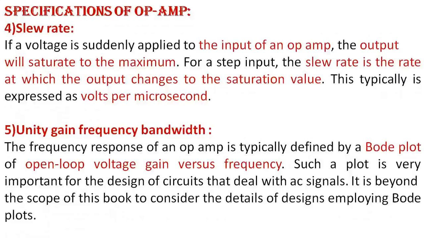Slew rate: if a voltage is suddenly applied to the input of an op-amp, the output will saturate to the maximum. For a step input, the slew rate is the rate at which the output changes to the saturation value. This is typically expressed as volts per microsecond. Unity gain frequency bandwidth: the frequency response of an op-amp is typically defined by a plot of open loop voltage gain versus frequency.